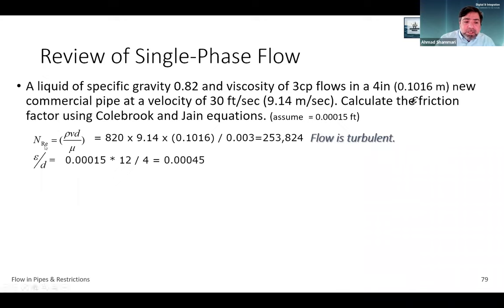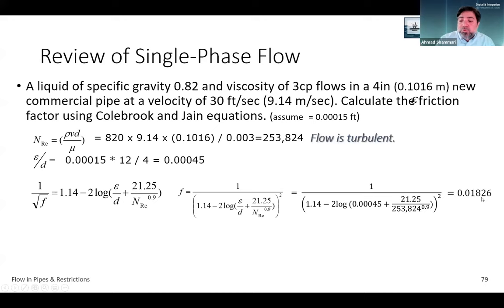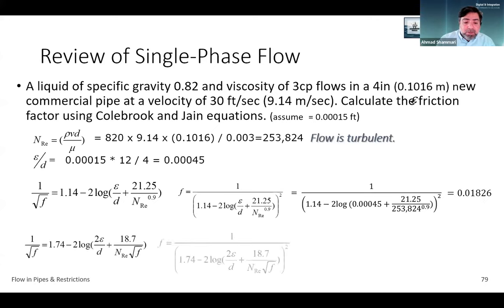We get now the relative roughness, divide epsilon by the diameter. We get this number here. And now by looking into this equation, rearranging, I get the friction factor by simply using this equation, just plugging directly. And then we get the friction factor of 0.01826, right? So looking into the original equation, remember this is the Colebrook equation, the original one, by iteration, we can get that the friction factor is 0.0181, which is very close to this direct plug-in equation, okay?